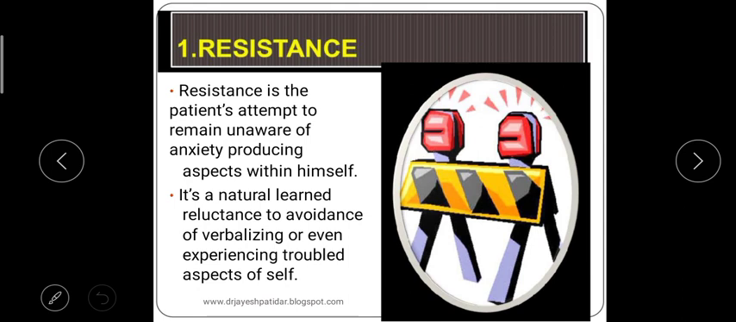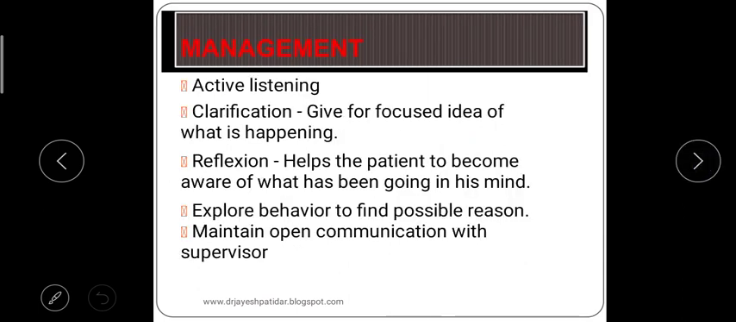So the first one is resistance. By the name itself, we can identify that resistance means the patient attempts to remain unaware of anxiety-producing material. It is a natural learned reluctance to avoid verbalizing or even experiencing troubled aspects of self. The patient doesn't want to share the information.